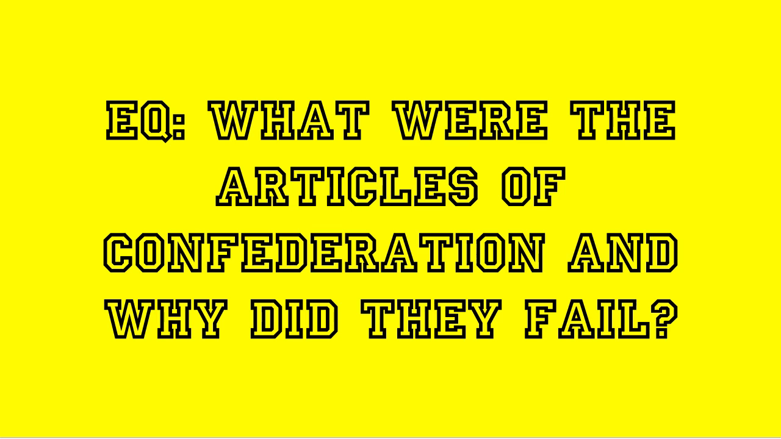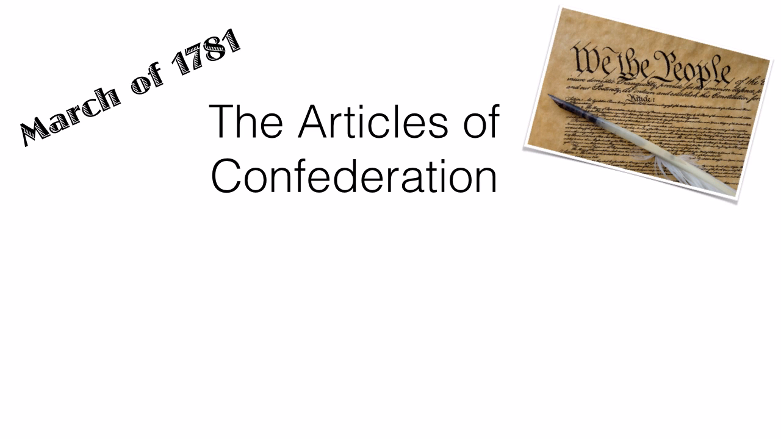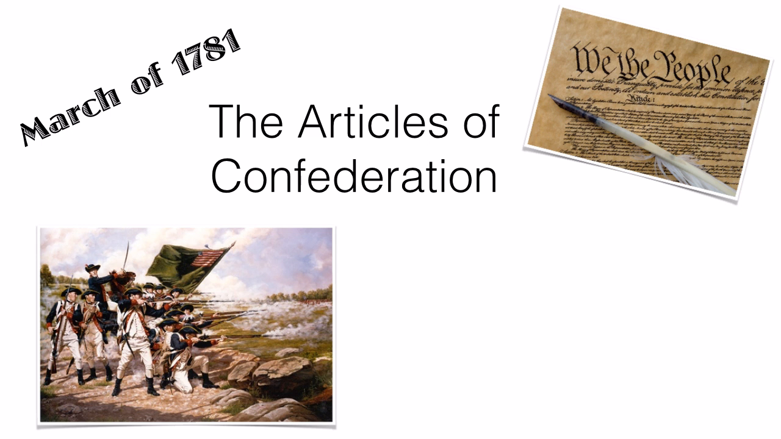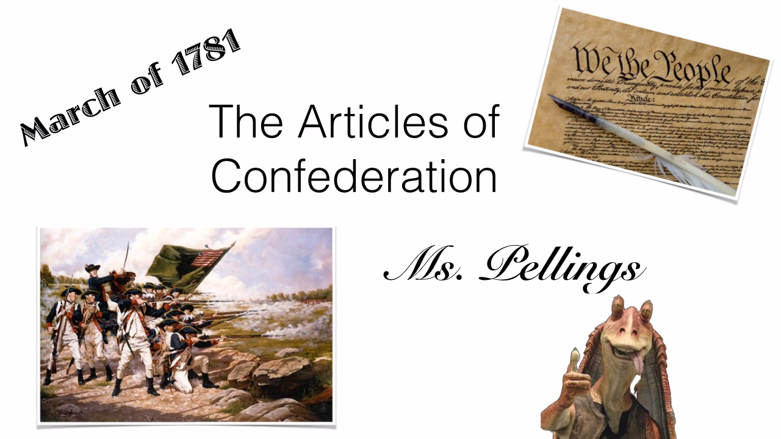Okay, essential question. What were the Articles of Confederation and why did they fail? That is a great question. First of all, think of the Articles of Confederation adopted in March of 1781 as the first draft of the Constitution. This was just a few years before the end of the war, and like any first draft, it was full of plot holes, misspellings, and main characters with major flaws.